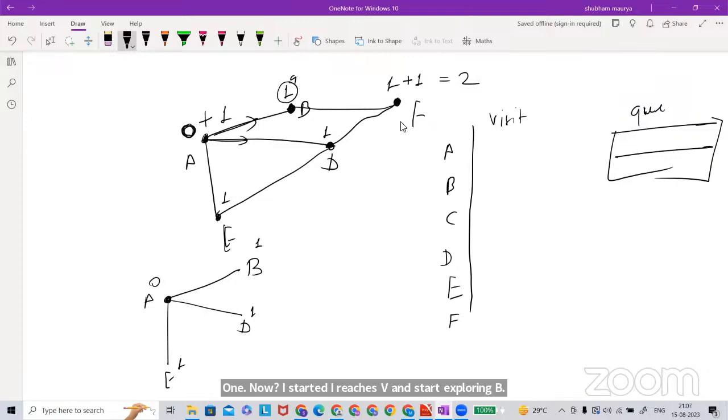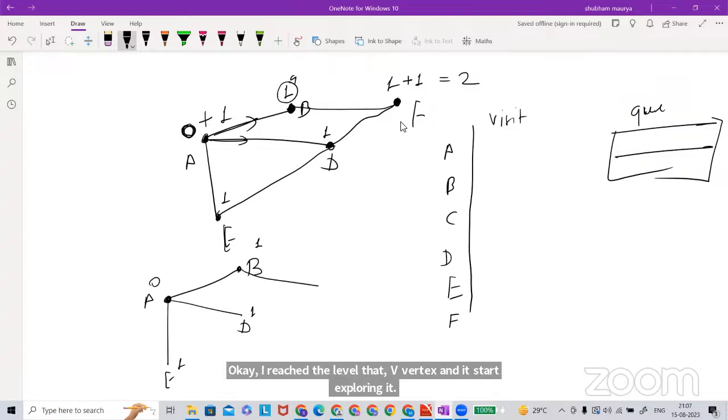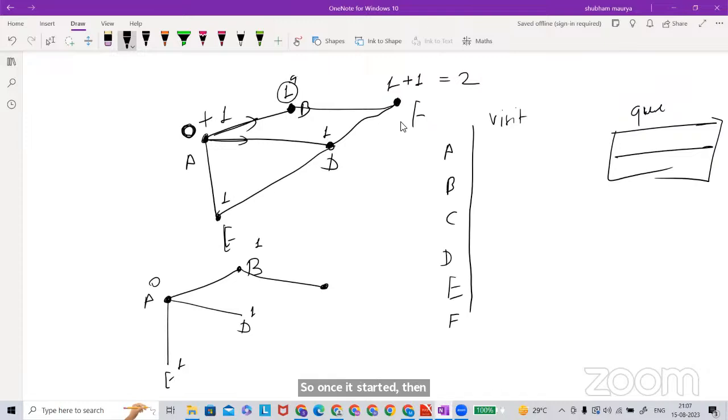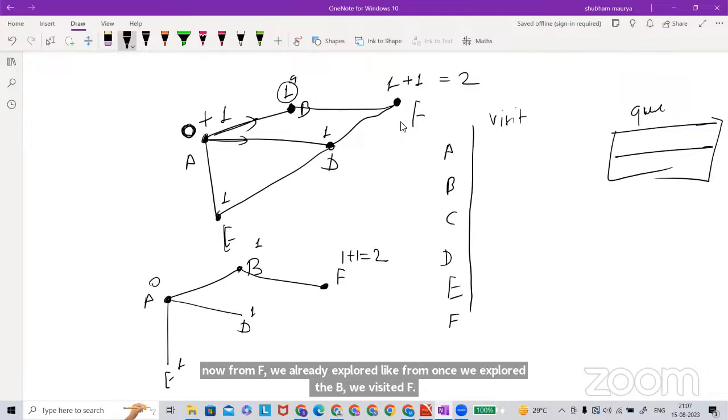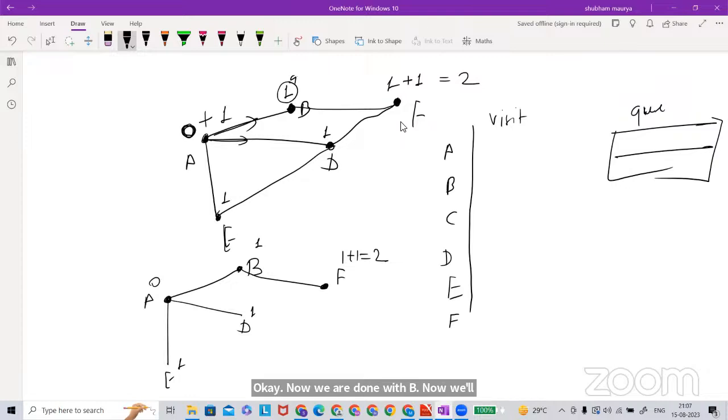Now I reach B and start exploring it. Once I start exploring B, from B I visited F. So here the level is going to be 1 plus 1, which is 2. Now we are done with B. Now we'll go to D or any one of them.